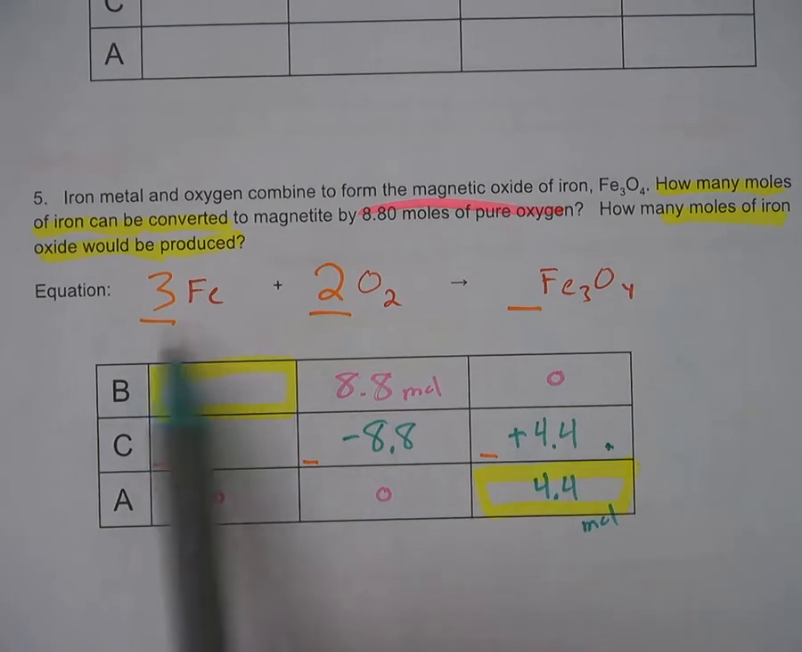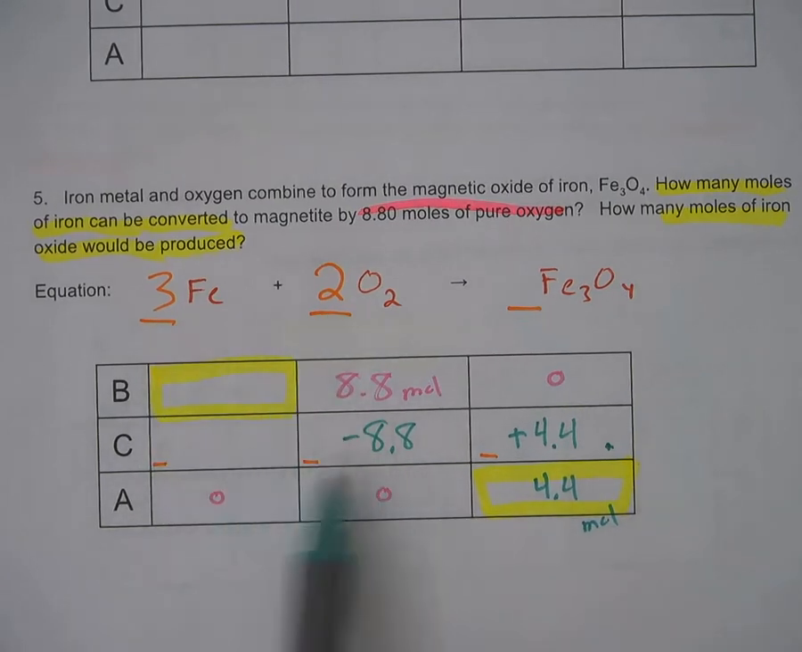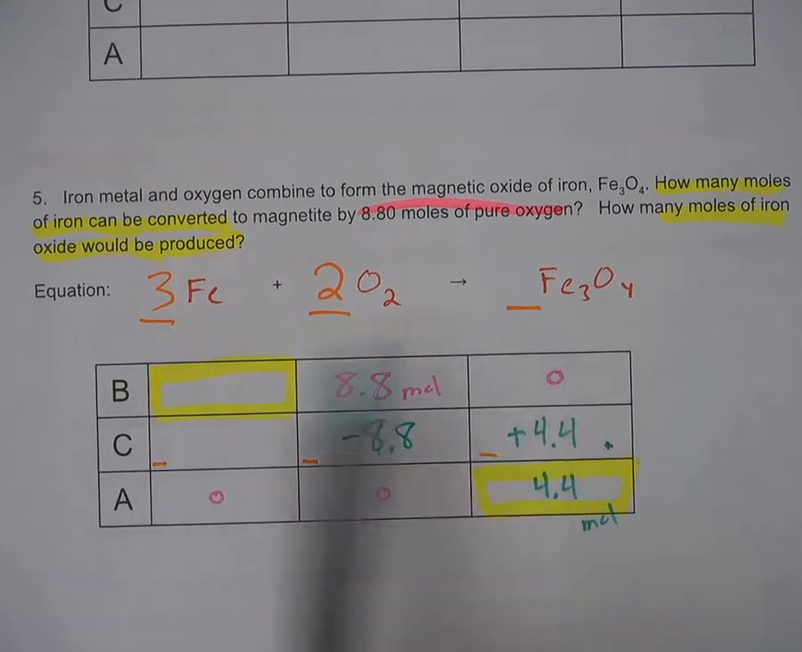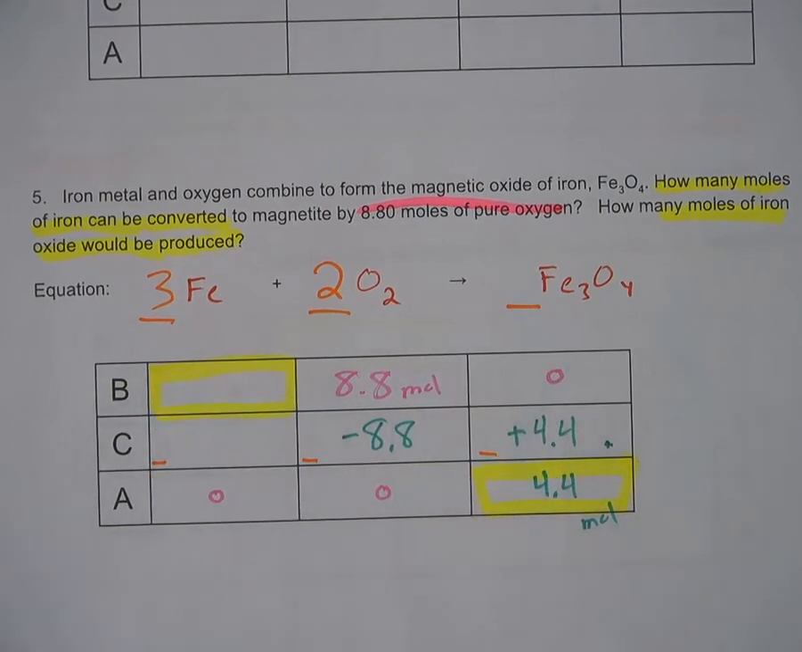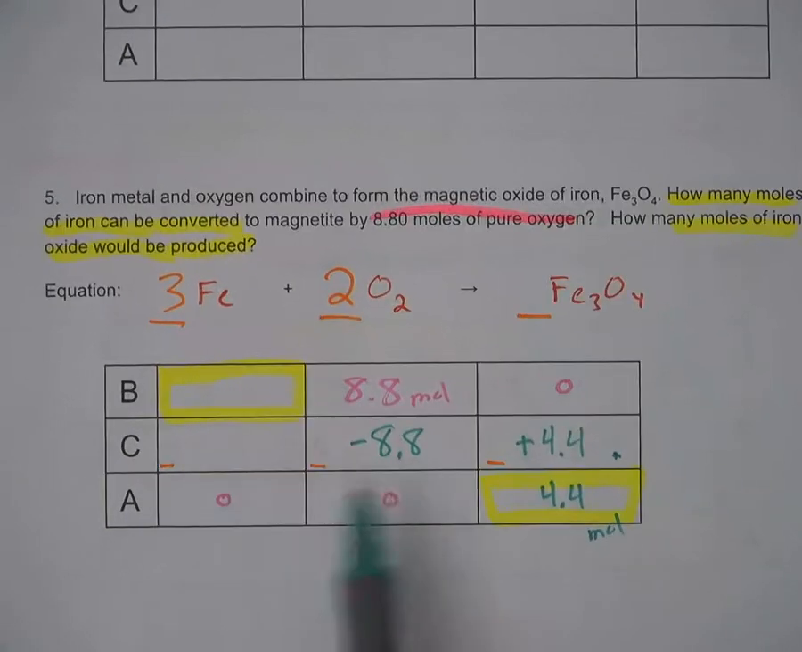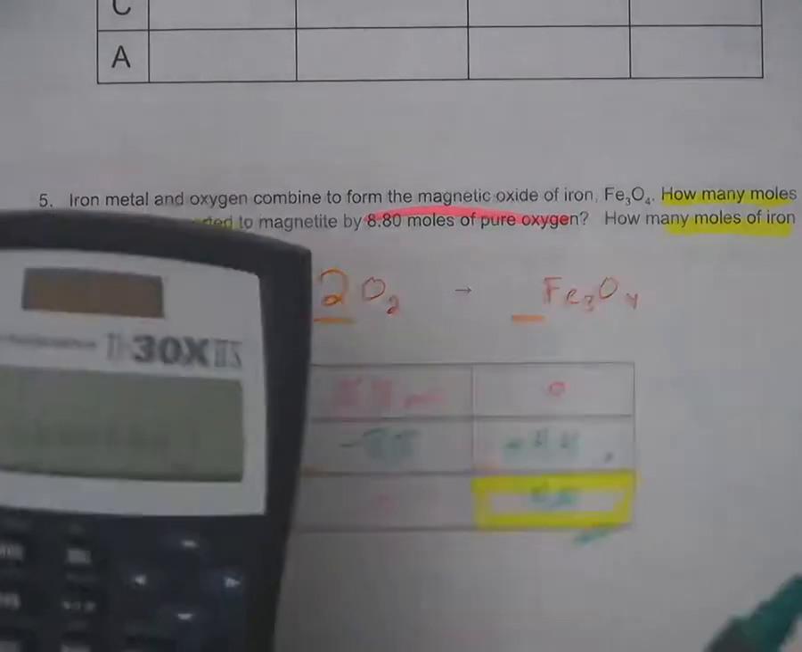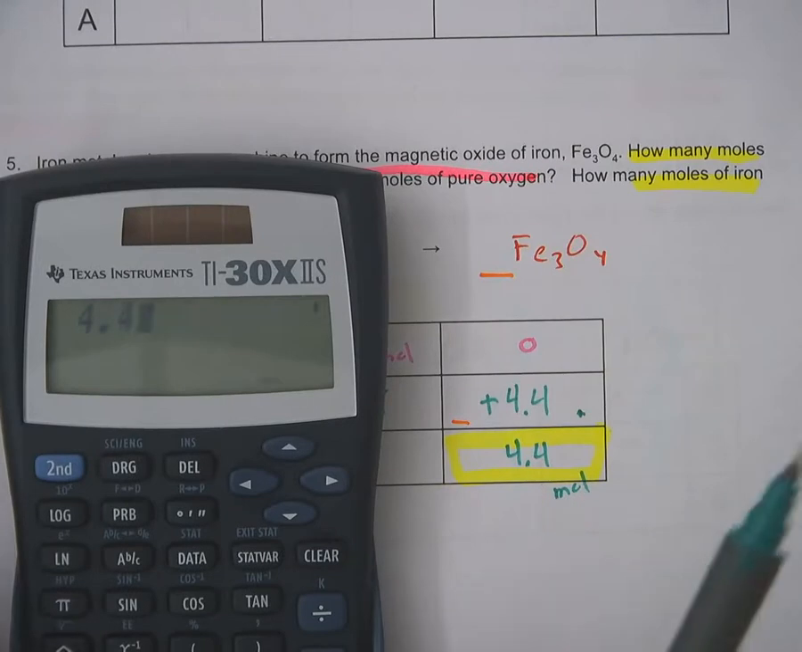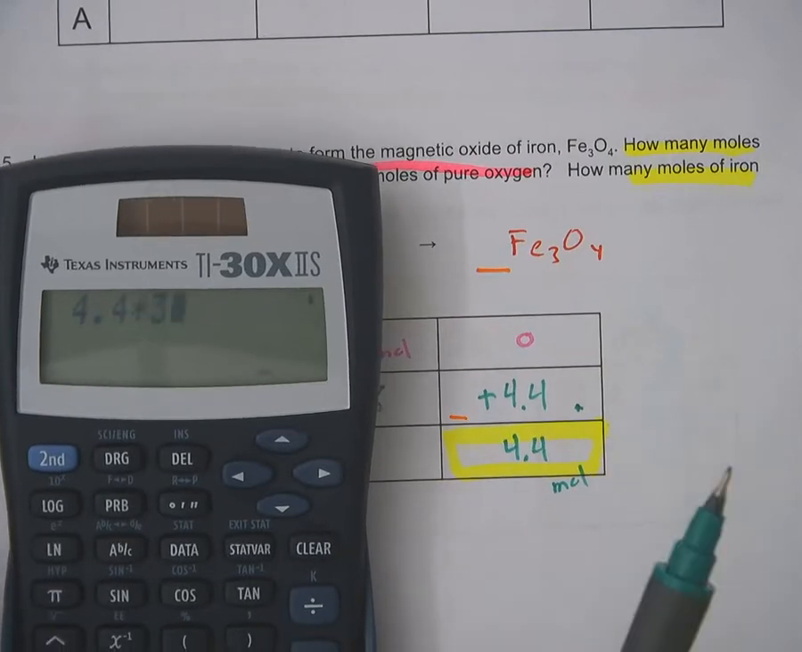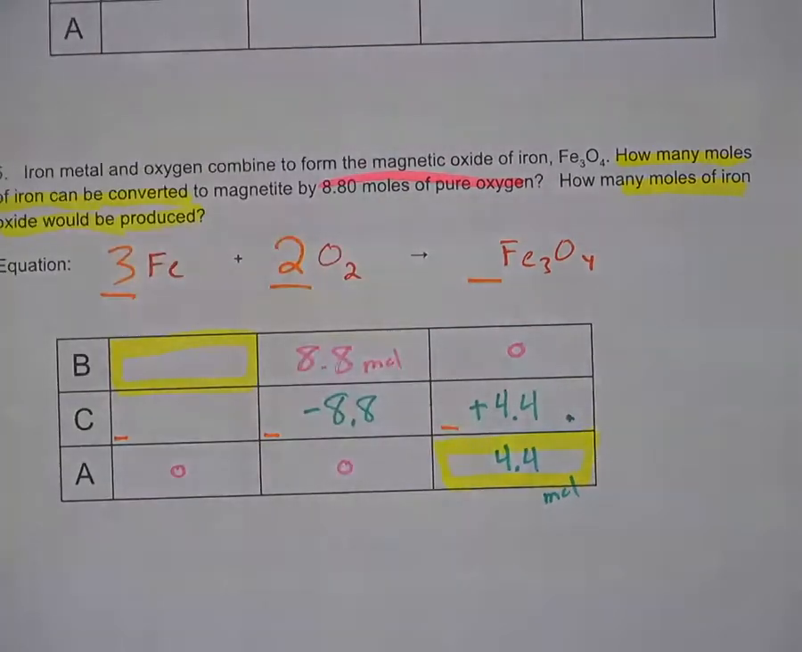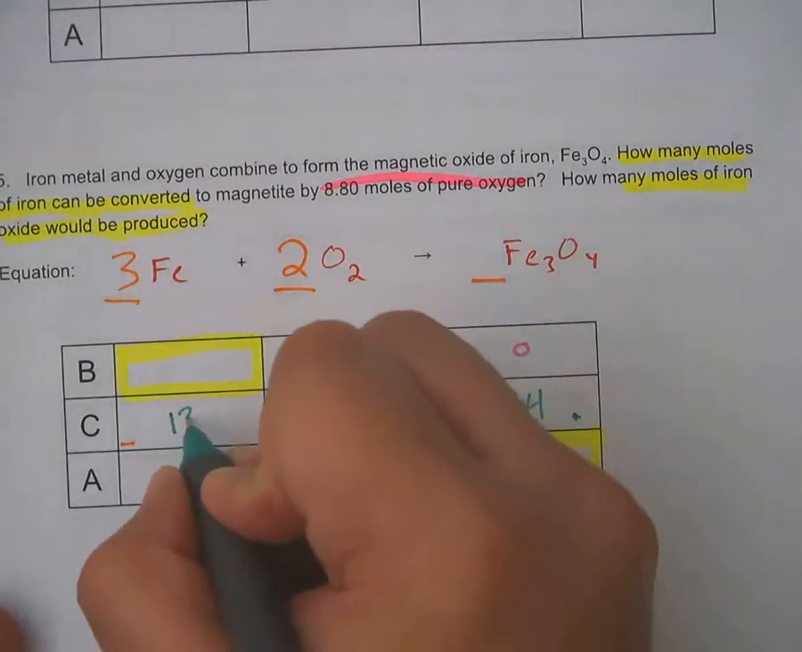Now this is a 3 and this is a 2, so you could do a 2 to 3 ratio, but I'm actually going to do a 1 to 3 ratio because I like dealing with ratios with ones. So I know this number is going to be triple this number. It'd also be 1.5 times bigger than this number if I wanted to, but I'm just going to take the 4.4 and multiply by 3. I get 13.2. And so I'm going to put in 13.2.